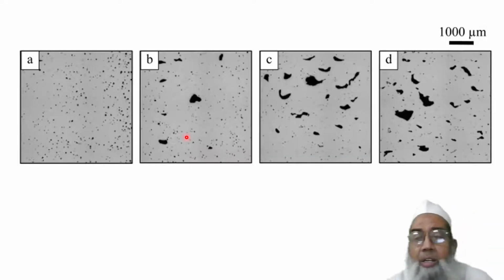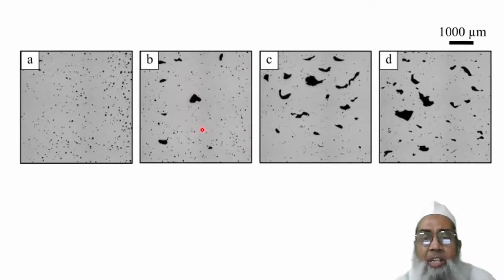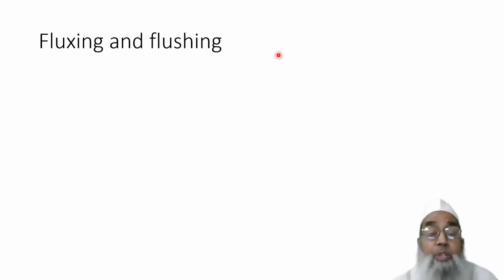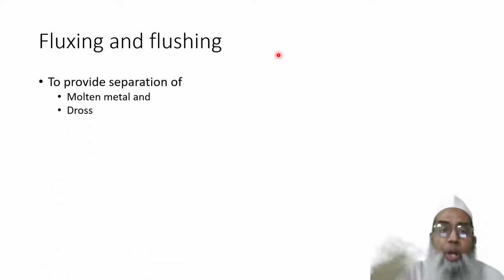And you can see here, the gas gets distributed, and some spot segregation has taken place, then further segregation. Whether it is dispersed macro cracks or segregated cracks, the quality of the casting will be reduced. And therefore, we need fluxing and flushing to take out all those impurities.